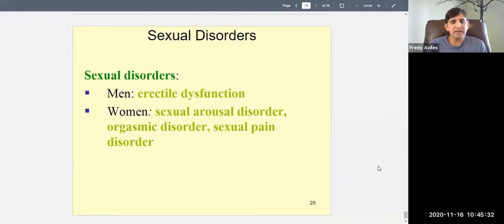In women, it comes in many forms. Sexual arousal disorder, they can't get sexually aroused. Orgasmic disorder, they can't have orgasms, okay? Sexual pain disorder, they experience pain during sex. Why? It's psychological. They're afraid of sex. They are so anxious about it that they tighten up and then sex hurts. They can't have an orgasm. They can't get aroused. It is a psychological problem.